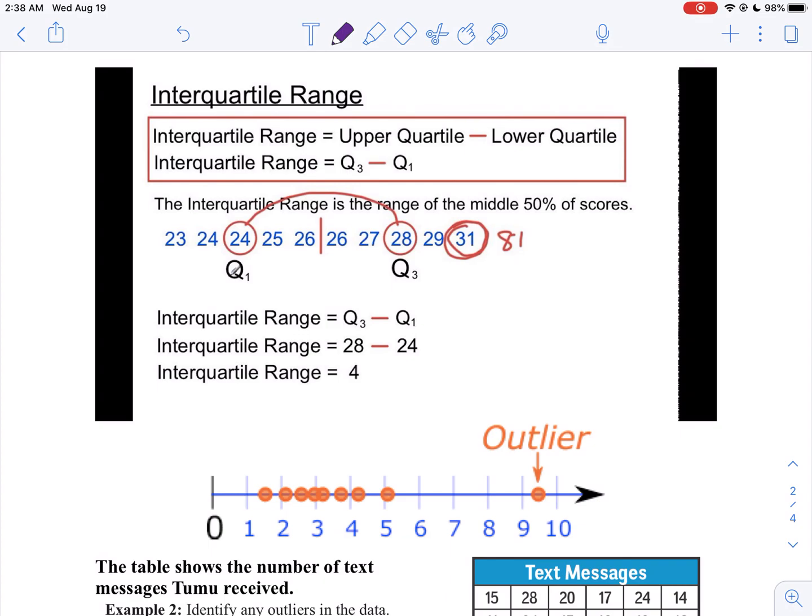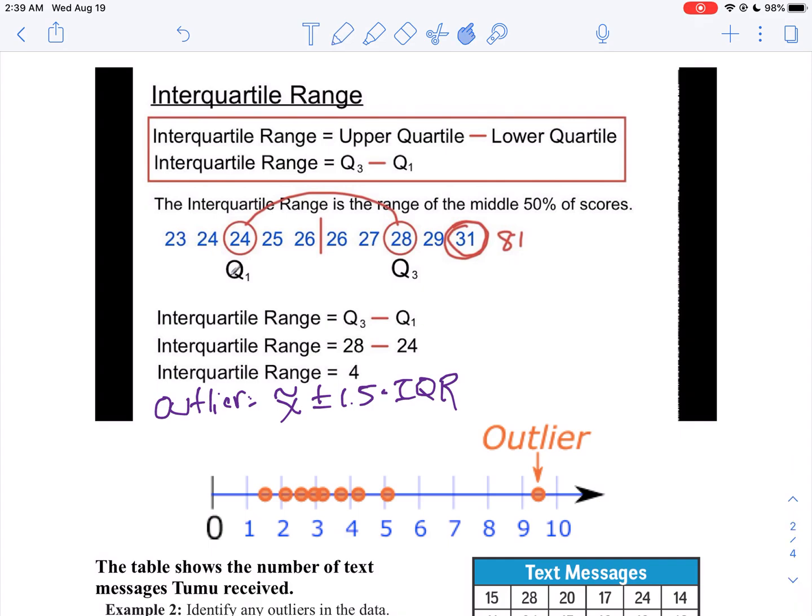But what a lot of times we'll do in algebra, we're going to say an outlier is determined by the median plus or minus 1.5 times the interquartile range. So if you take 1.5 times the interquartile range and add that to the median, anything bigger than that number is going to be considered an outlier. Anything smaller than the median minus 1.5 times the interquartile range is also going to be an outlier.